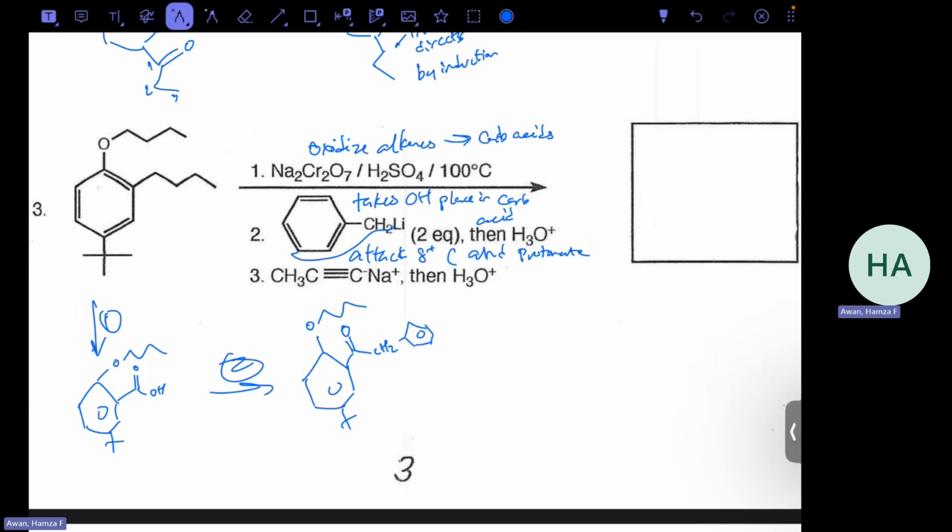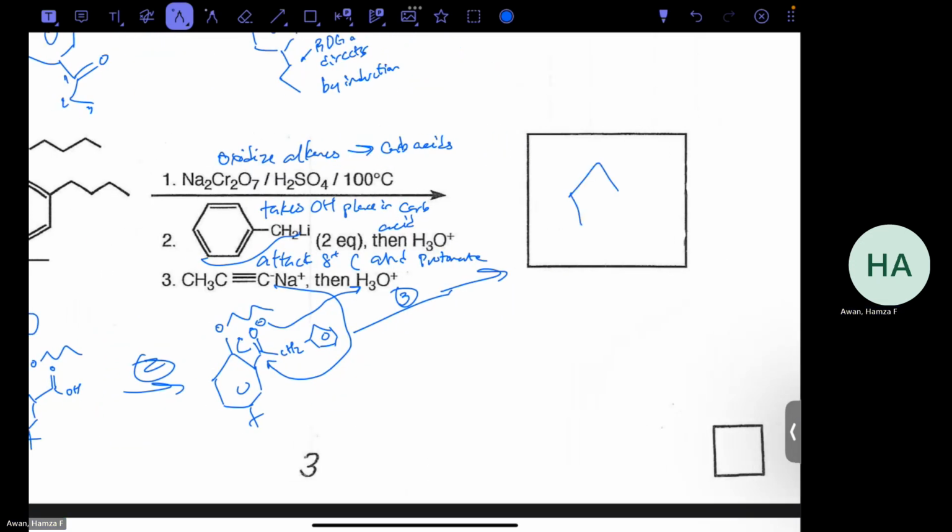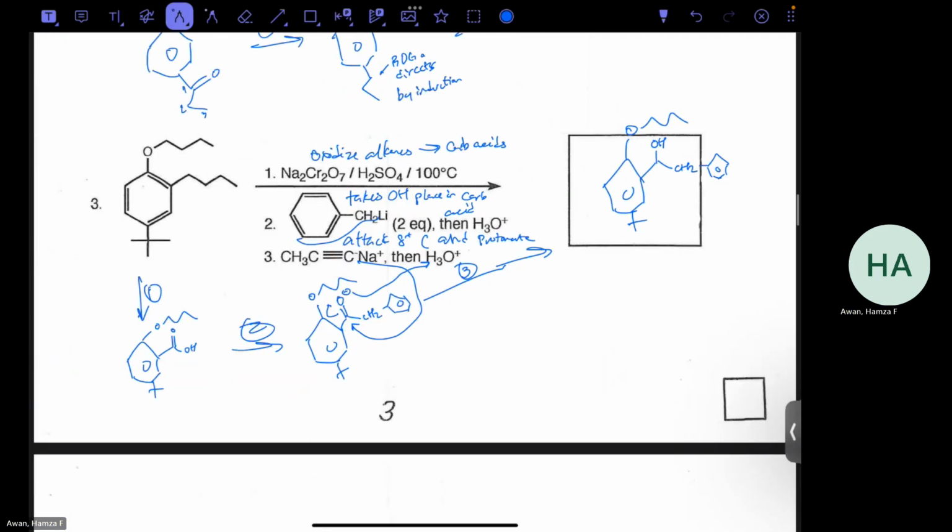And lastly, our third step is going to attack the partially positive carbon and then protonate the oxygen. So it's going to attack like this. We've all seen this mechanism. It looks just like Grignard. Then the O minus is going to attack this H3O plus and become OH. So final product: we have our OH, CH2 dash our benzene, and then this is our t-butyl group. Any questions on that?